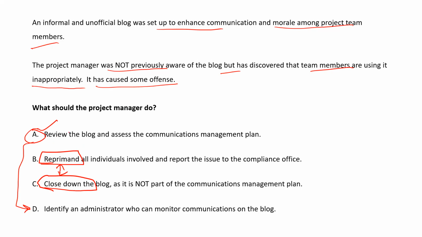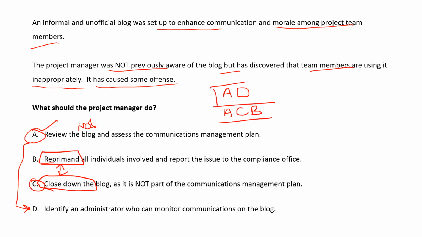And if it is not in the assessments, like from the communication management plan, then you can do C also. But C is not the first answer. So the first answer is correct, A. And if they are following the plan, D. If they are not following the plan, then the first answer is A, then C, and D, then B.